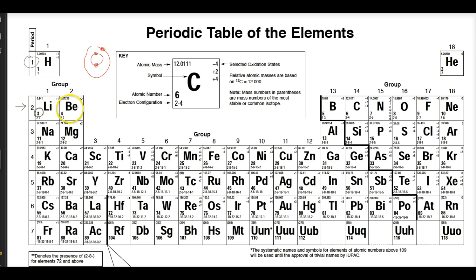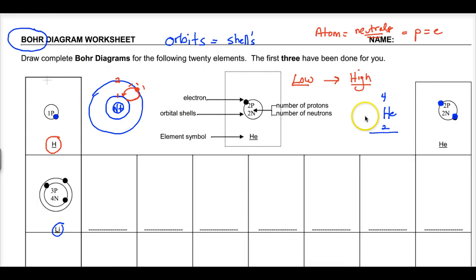Now beryllium has 4 electrons. You may say, well, how do I know I keep filling? Well, we're still in the second energy level, the second shell, the second orbit. So when we go back, let's do that. Let's do beryllium. The element is called Be.